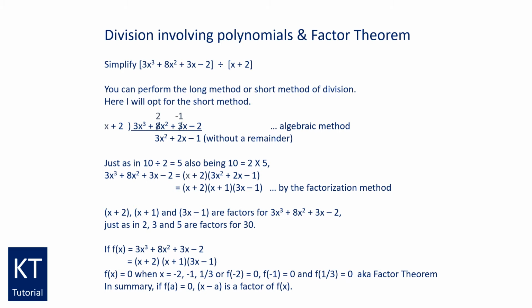From here, we can state that x plus 2, x plus 1, and 3x minus 1 are factors for the cubic polynomial, just as 2, 3, and 5 are factors for 30. From the factors, you could essentially be stating that x is equal to minus 2, minus 1, and a third. Incidentally, when you place these values into the x portion of fx, fx would result in being 0. This is the essence of factor theorem. In summary, if fa equals 0, x minus a is a factor of fx.